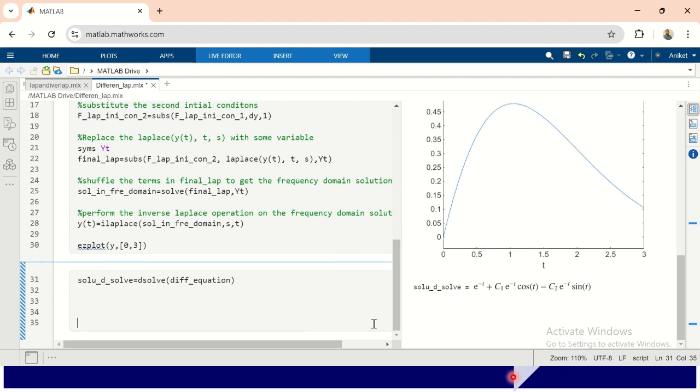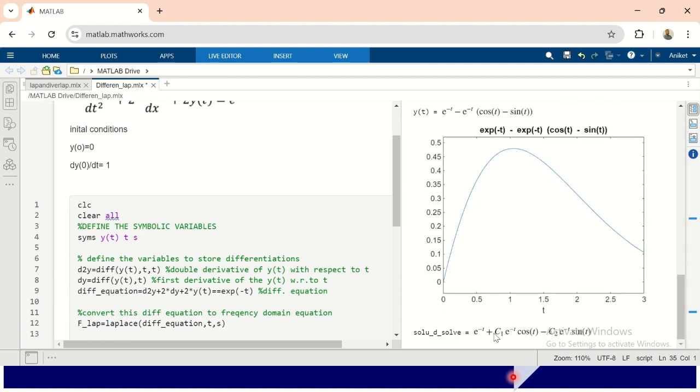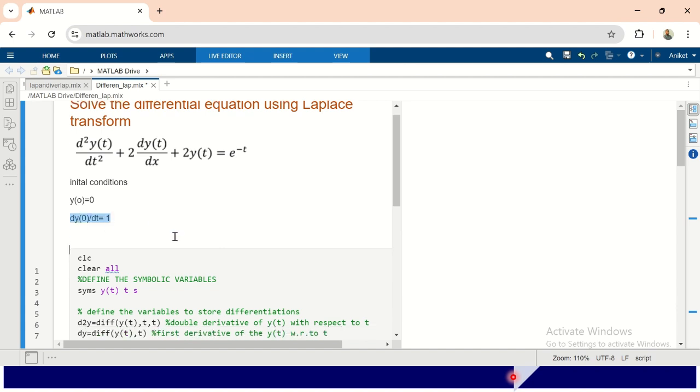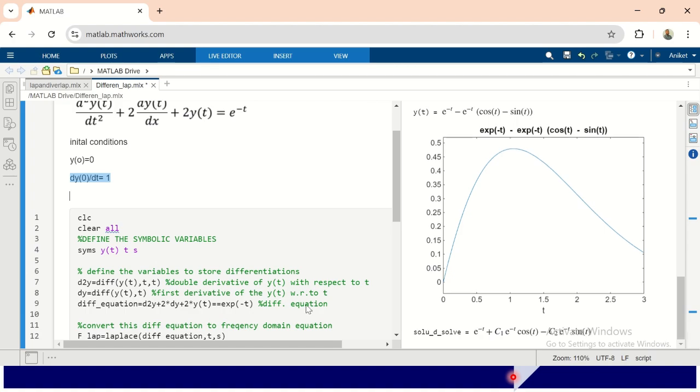So if you substitute this initial condition that y of 0 is equal to 0, we will get one constant, and if you substitute the second initial condition, the derivative of y at 0, we will get the second constant.